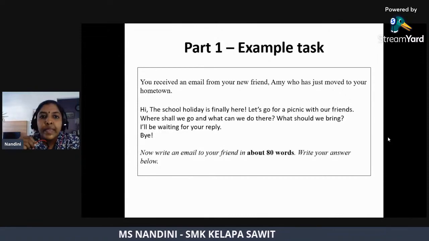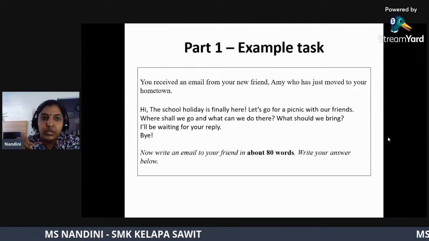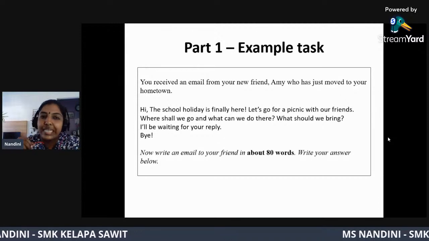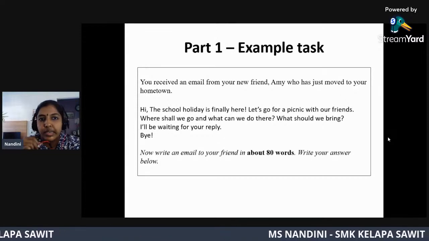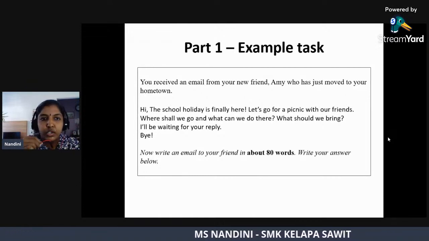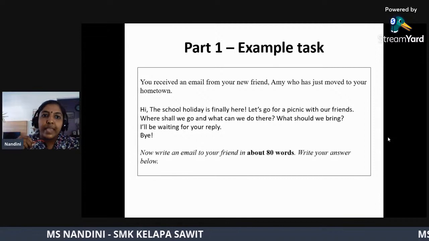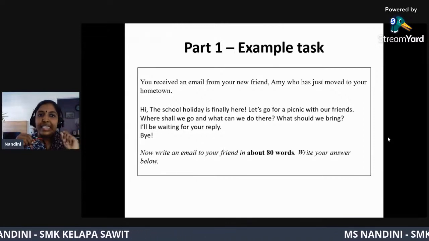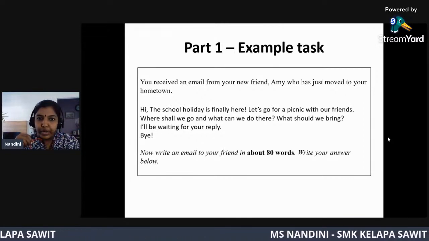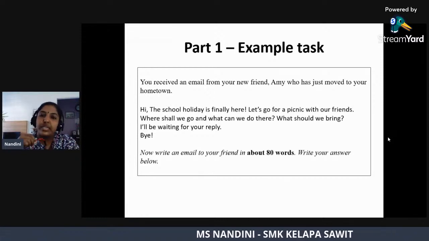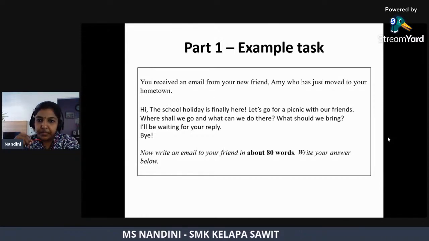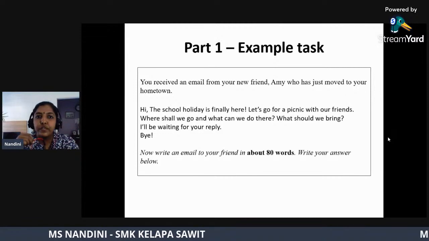Next, where shall we go? So again, this is where our CA comes in, communicative achievement and our content. So the first thing that they should talk about is the place, the venue where they'd like to go. And what can we do there? Here, the activities. And what should we bring? So if you look at this question, there are 3 different things. So the task fulfillment should be all these 3.